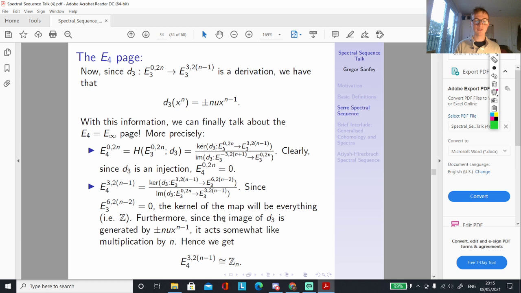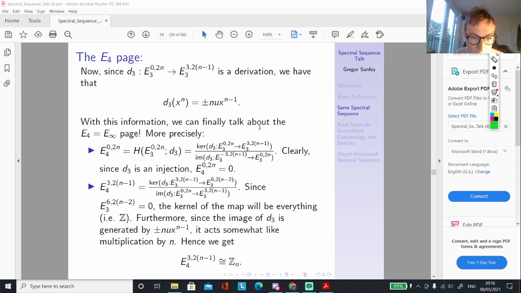Okay, here comes the big chunk of text. This is where we get on to looking at the E4 page. Now, d3 is a derivation. So d3 of x to the n is equal to n u x to the n minus 1, up to a sign. Right? You can show that pretty simply. And oh, by the way, this is because d3 of x is equal to u up to a sign. So now with this information, we can talk about the E4 page.